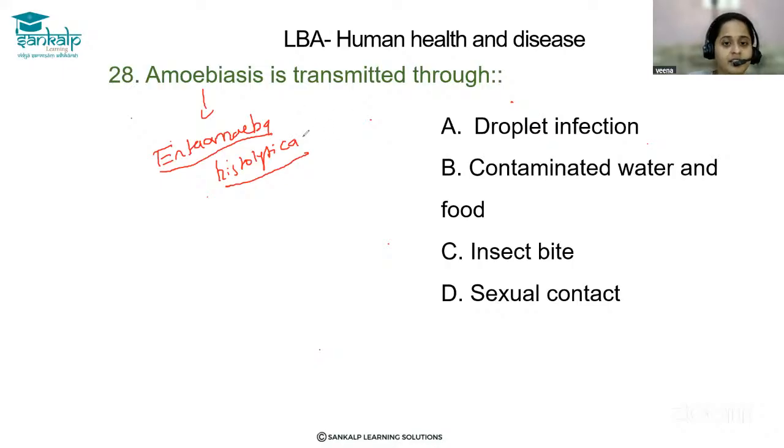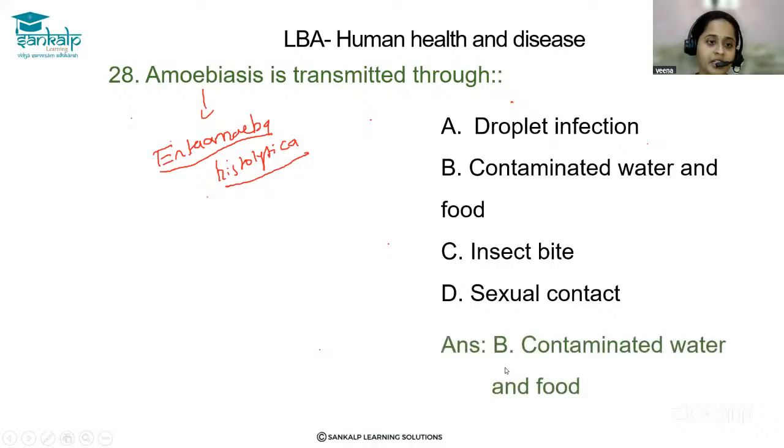Here this is transmitted through contaminated food and water. Okay, not even insect bite, not even sexual contact. This is not a sexually transmitted disease, not even droplet infection. Okay, that is in the case of pneumonia and all. So here the correct answer is, dear student, option B, the contaminated water and the food. Okay, so amoebiasis is transmitted.